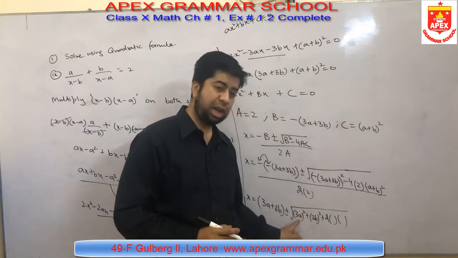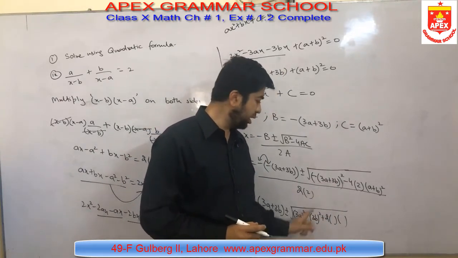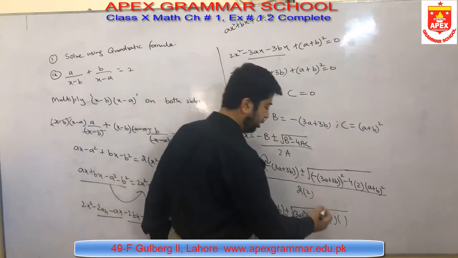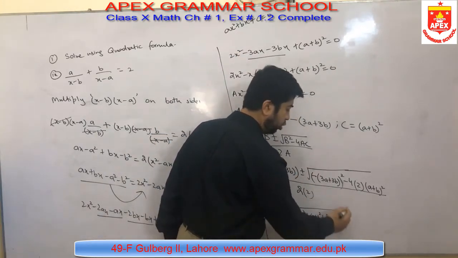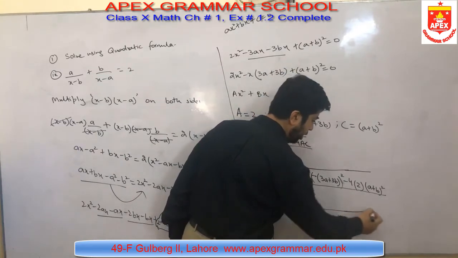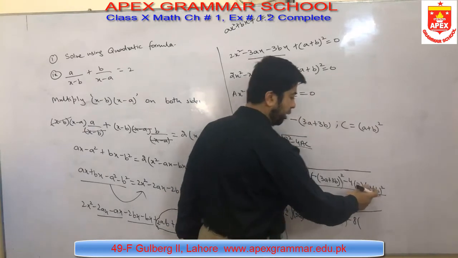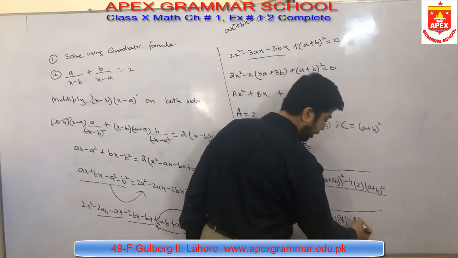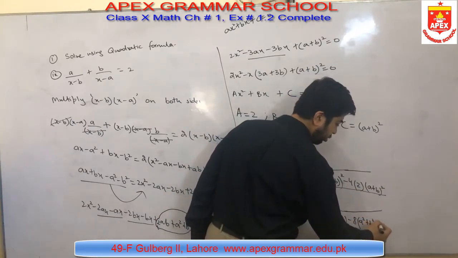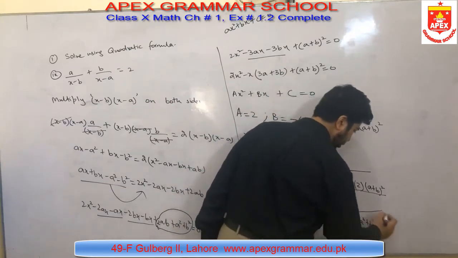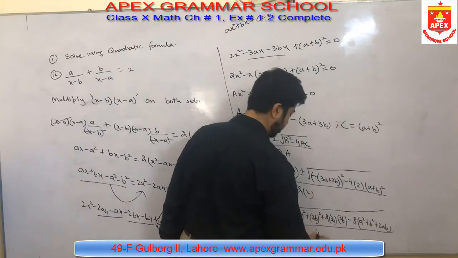So instead of a, I am writing 3a here. Instead of b, I am writing 3b here, and 2ab. The value of a is 3a. The value of b is 3b. After that, minus 4 2s are 8. Another formula, (a plus b) whole square. You know that it is a square plus b square plus 2ab. And in the denominator, 2 2s are 4.